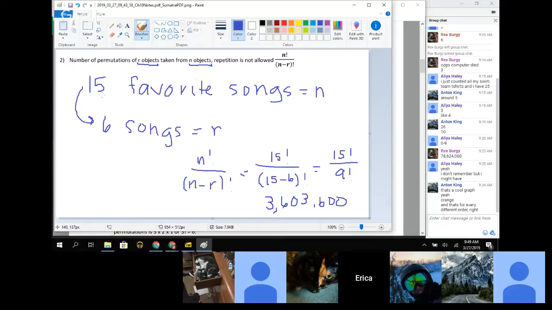So what this is doing is taking that 15 factorial and dividing out, because you're only choosing 6 of those songs. So you're taking out part of the combination. Playing your 15 different songs in any order would be a much higher number of possible combinations versus just playing 6 out of your 15 songs.